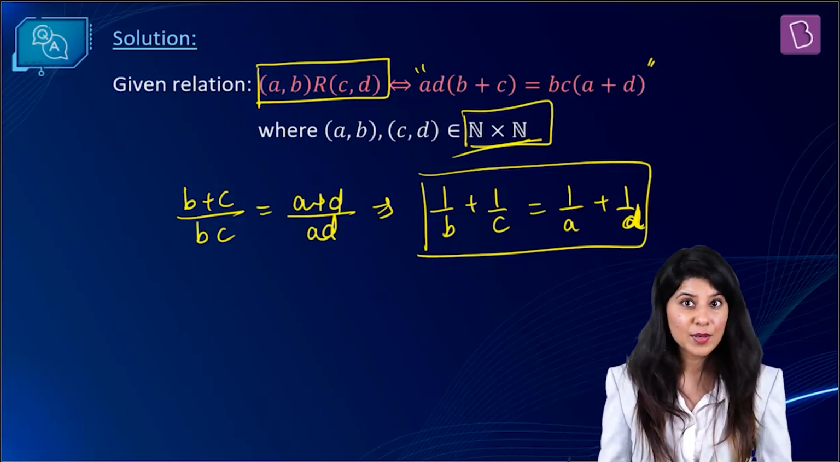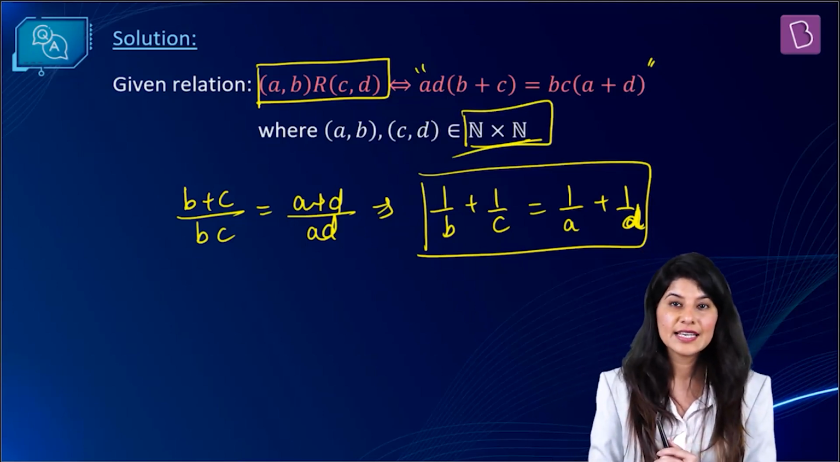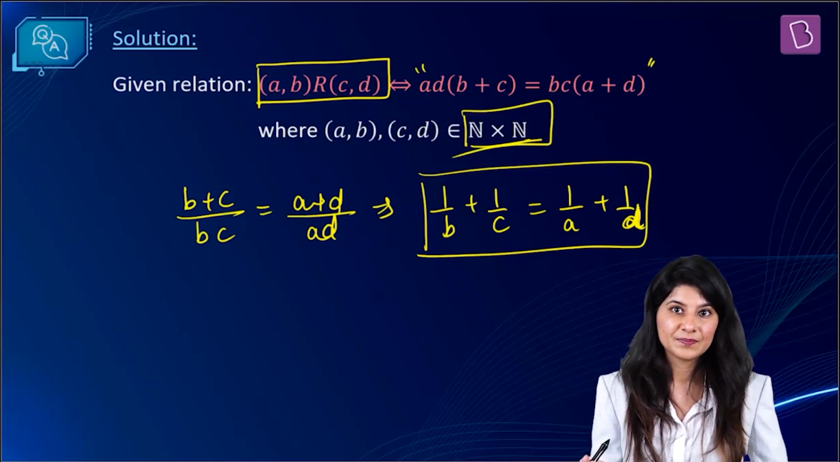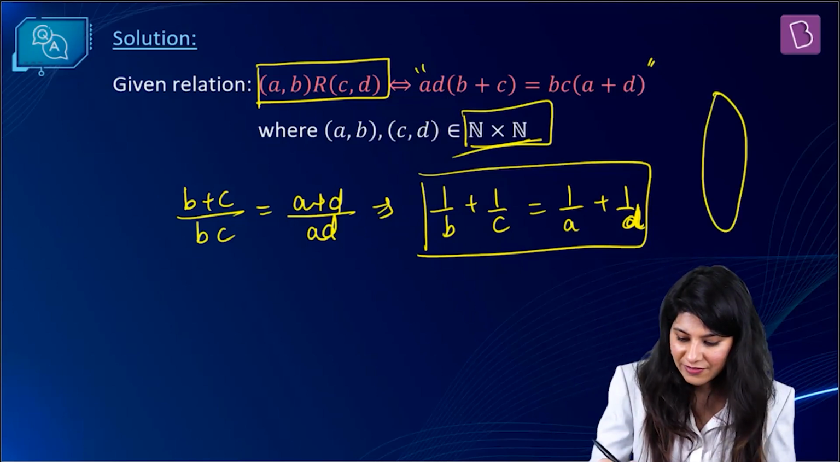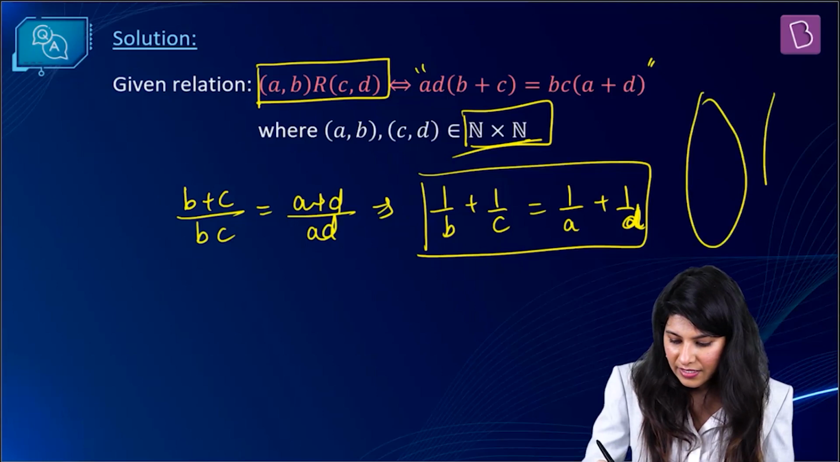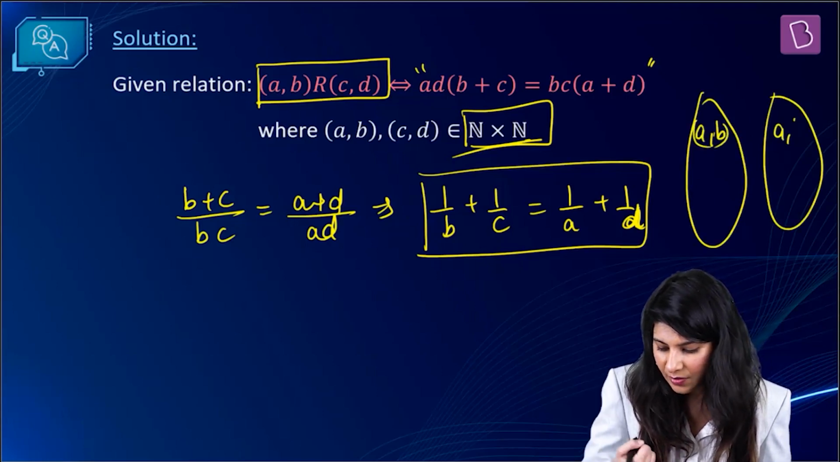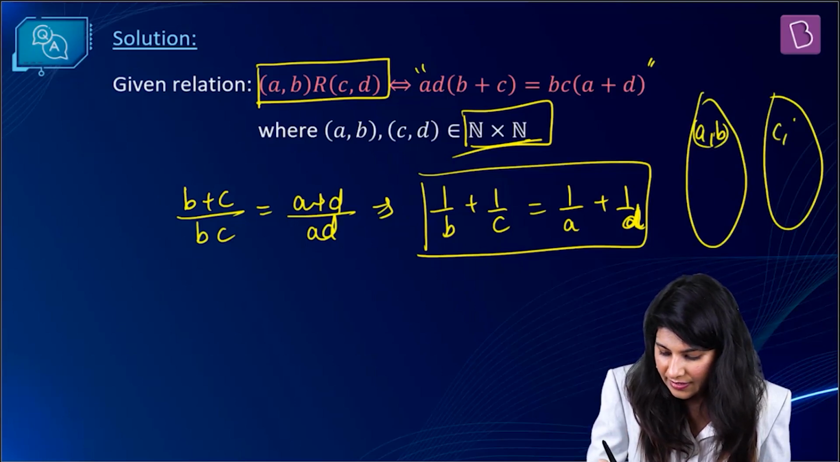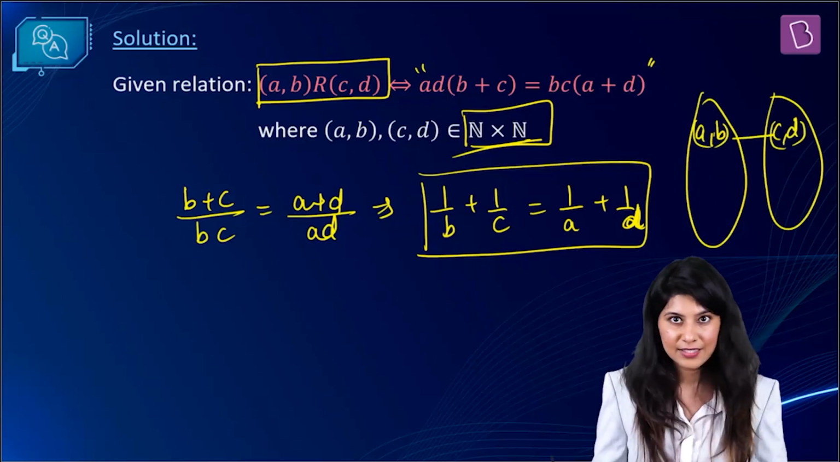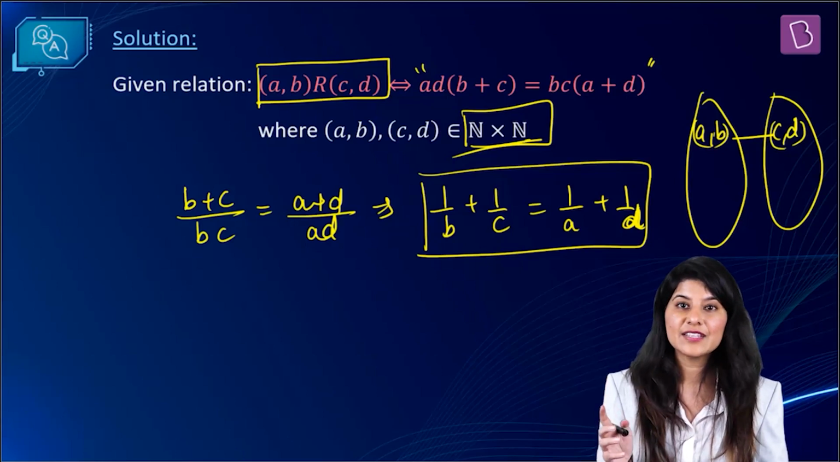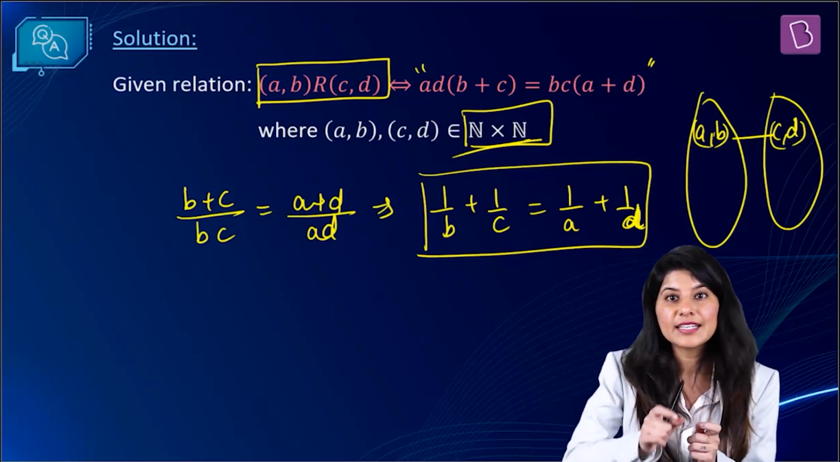Alright, let's talk about whether this relation is reflexive or not. We have already figured out that in both the sets we have ordered pairs. So we have (a, b) related to (c, d). Reflexive says that an element should be related to itself.